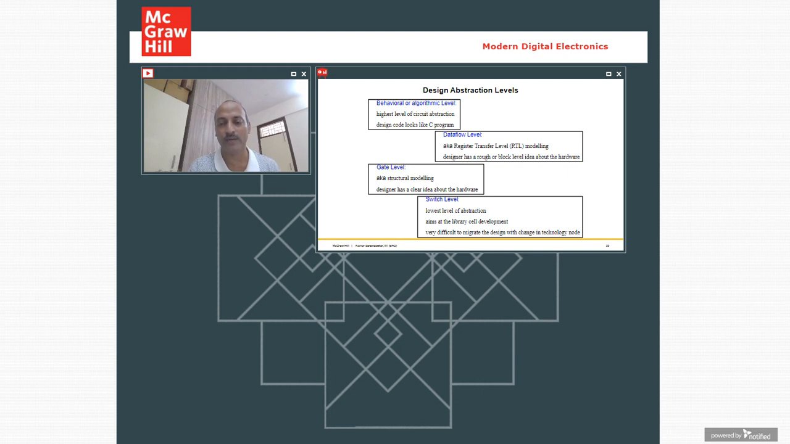Now we have just seen that millions of gates are available, and with millions of gates you cannot write the connectivity sitting one gate to another gate. It will not help. That is why HDLs have come into play. And the lowest level of modeling is switch level modeling.